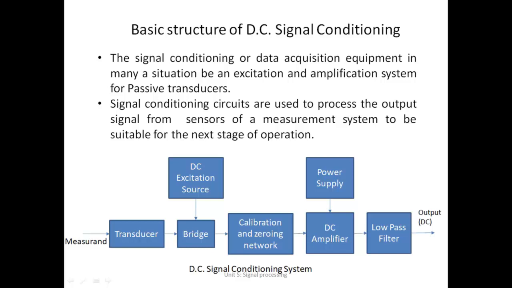Next after that comes the calibration and zeroing network. Now calibration is this: suppose the value that you have measured from the human body is maybe 0.5 microvolts or millivolts or something like that, but the circuit that you have at the output display needs, suppose, 5 volts to operate, right? It cannot drive below 5 volts. So what we have to do is calibrate this input value to the scale at which the output device actually works.